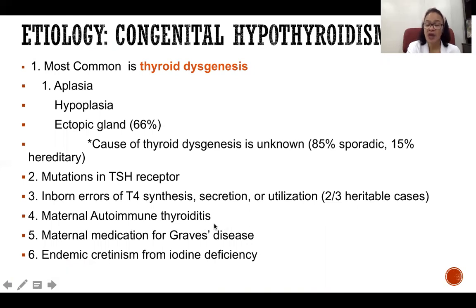Maternal autoimmune thyroiditis could be one also. Mothers who have Graves' disease and are on medication could be another reason for congenital hypothyroidism. And even iodine deficiency. There are areas wherein there is what you call endemic cretinism.